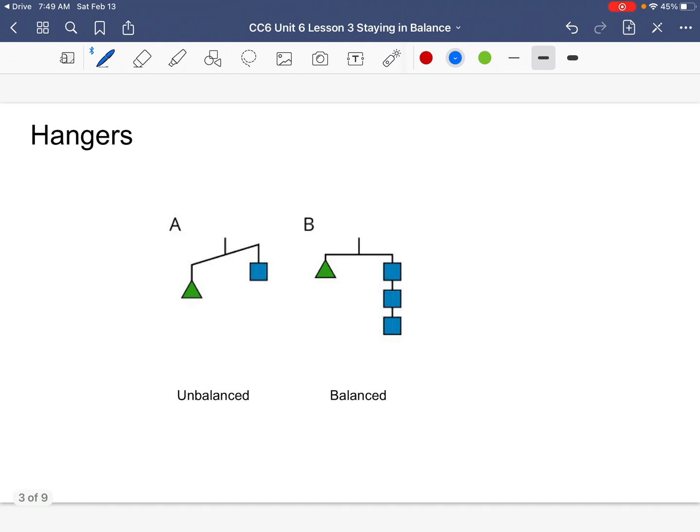So here we have two hangers. One of them is unbalanced, the one on the left hand side. Unbalanced meaning one side of it is heavier than the other side, so it weighs down on that side. On hanger B, it's balanced, and you can see that 3 of the blue boxes were needed to balance one green triangle.